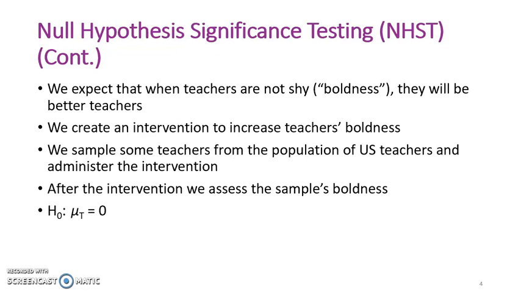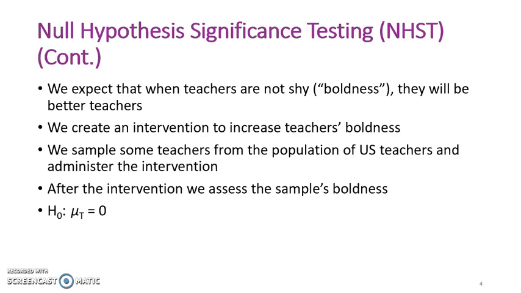For this example, here's a scenario we might use null hypothesis significance testing for. We might hypothesize that when teachers are bold, they will be better teachers. So we create an intervention to increase teachers' boldness. We sample some teachers from the whole population of U.S. teachers and give all of them the intervention. And then after the intervention, we measure boldness in the teachers.